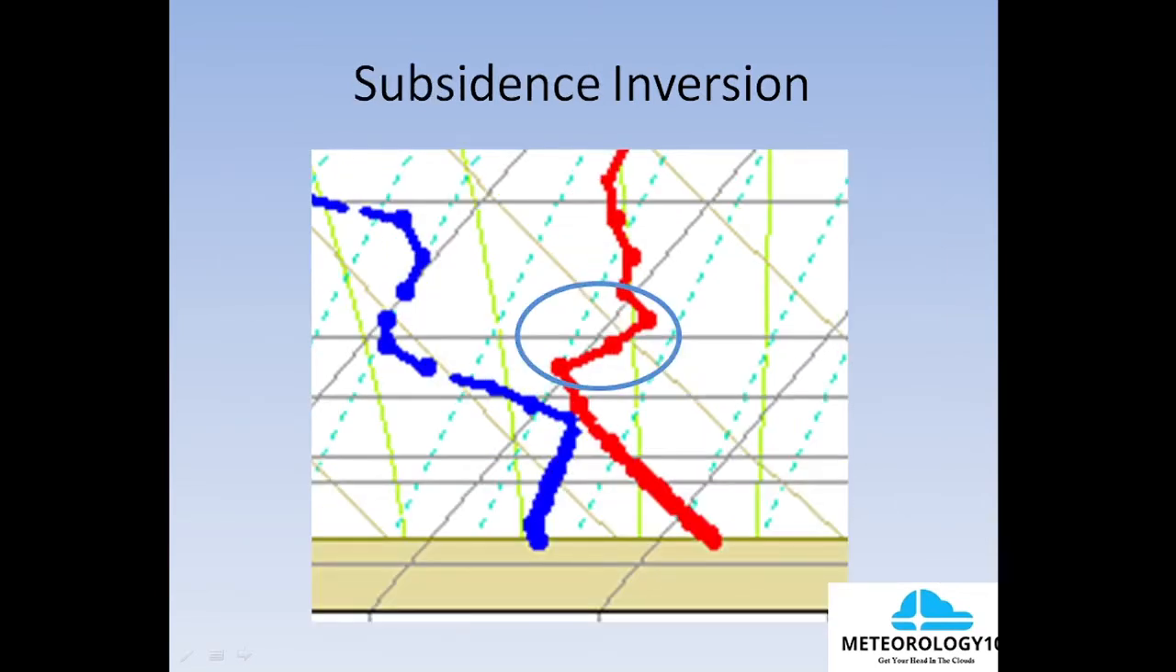And then the subsidence inversion, the way to tell the difference, its appearance is pretty much identical to a radiational inversion on Skew-T, but more likely to exist aloft than on the surface. You'll see that in the upper levels. You won't see that on the surface. See, we're decreasing with temperature or height, then we start to increase with temperature. That's a stable layer in the upper atmosphere.